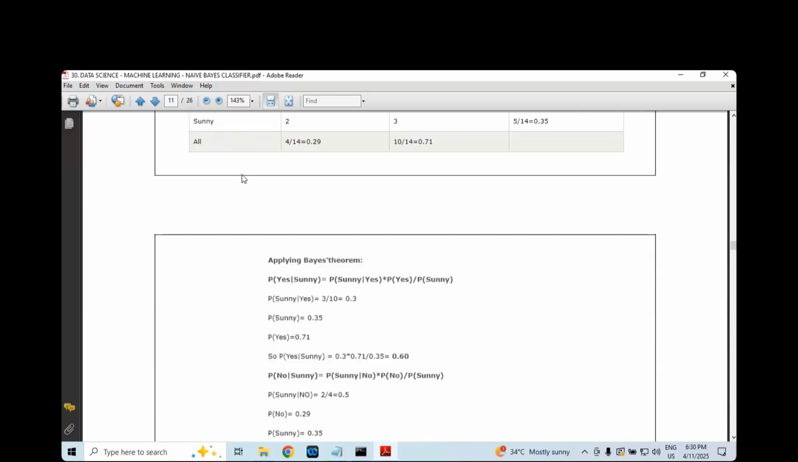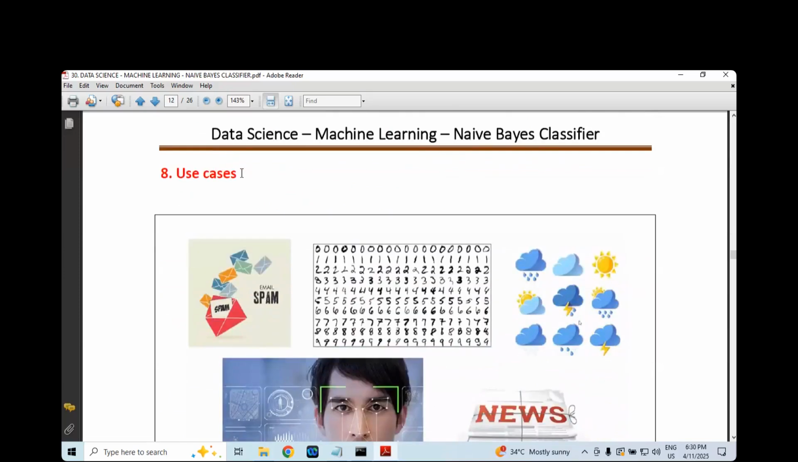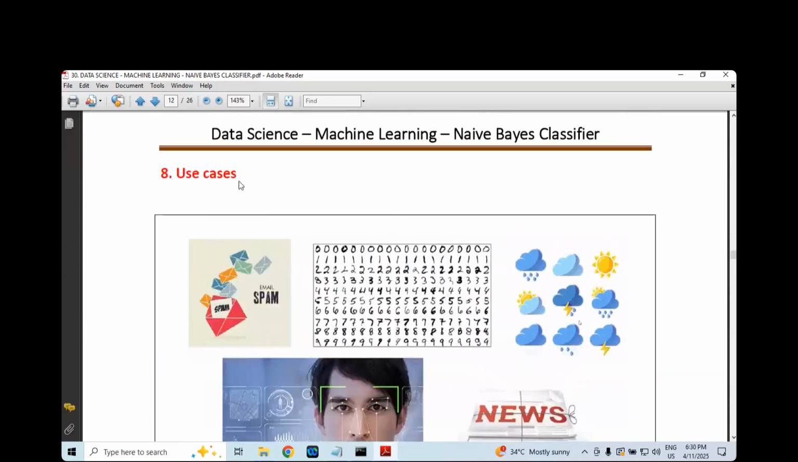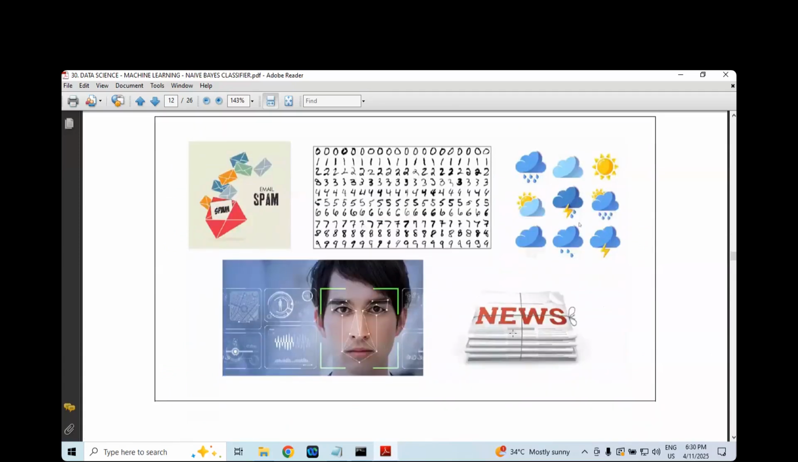We are entering into the algorithm actually. Before that, let me explain the use cases. Spam filtration: either mail is spam or not. Handwritten digits also can apply. Weather condition: either we'll get rain or not, hot or not. News article: either politics news, sports news, a kind of crime news, right?